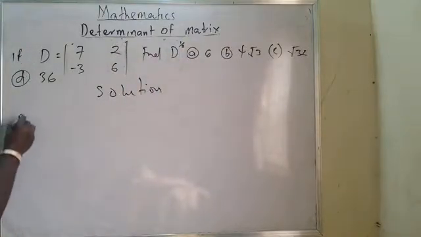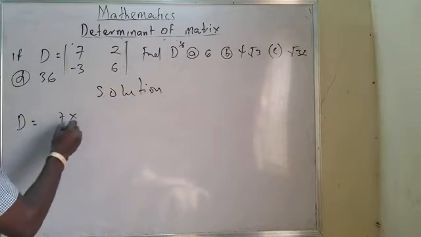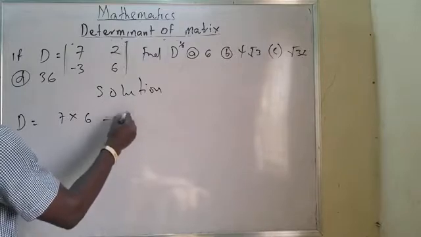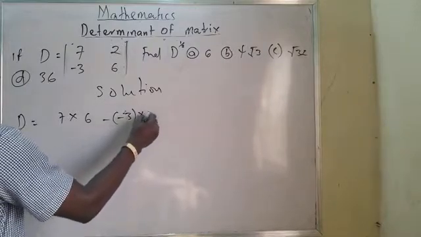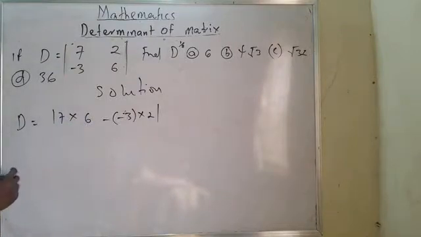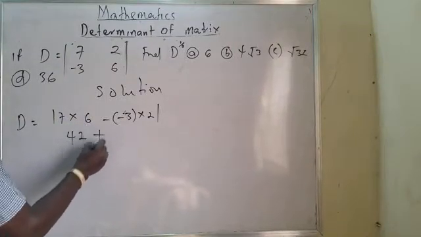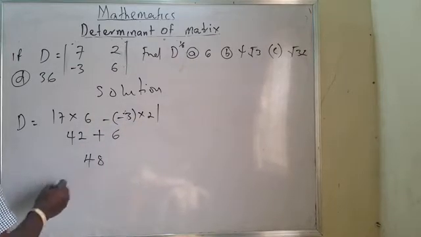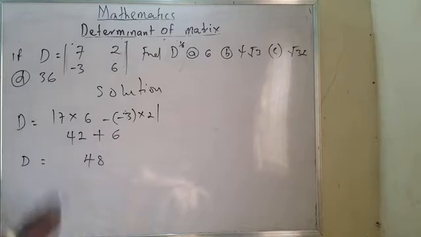Now, it means my D will be equal to 7 multiplied by 6 minus the bracket of 3 multiplied by 2, which will be 42 plus 6, which gives me 48. Now, 48 is what I have for D. Now, I will move on to D raised to power 2. It means my D raised to power 2 will be equal to what?